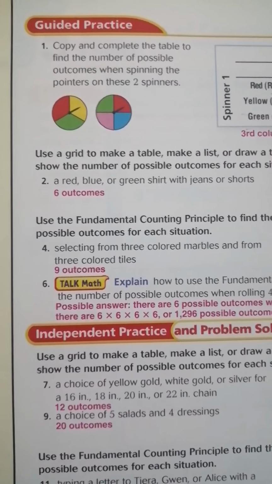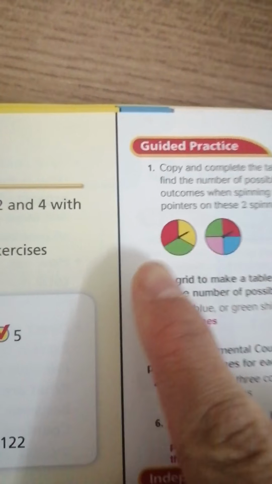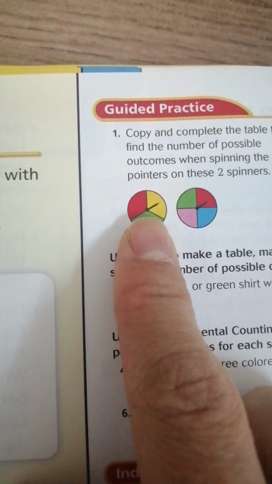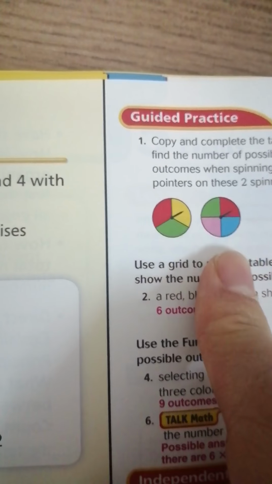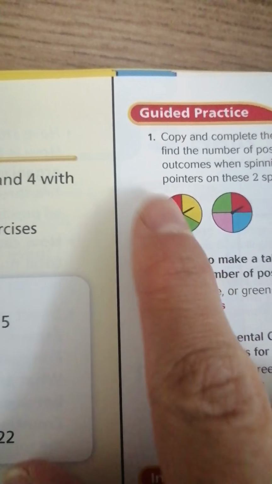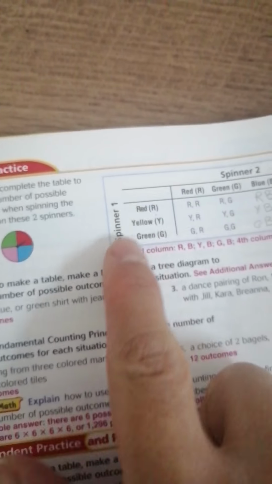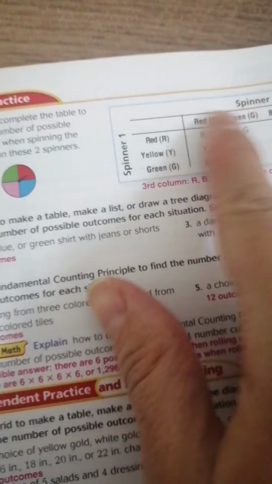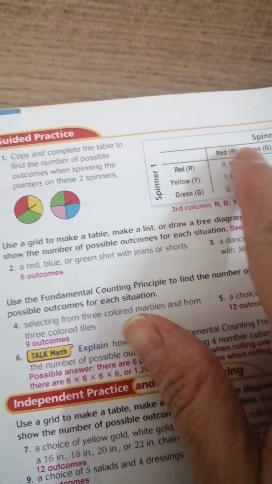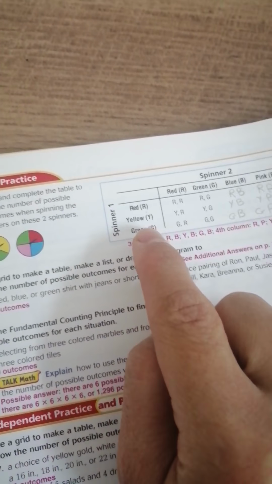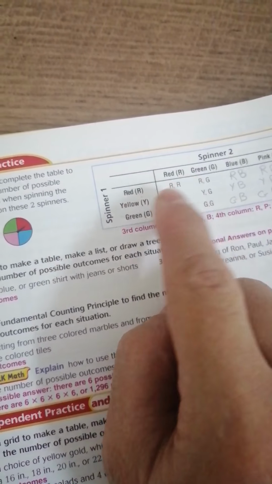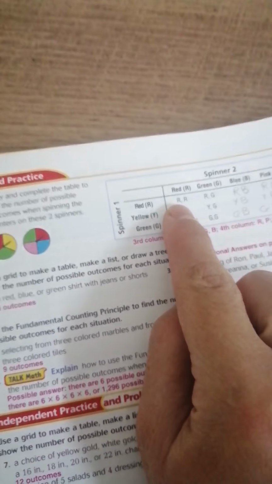We have two spinners, one with three colors and one with four colors. Spinner one: yellow, red, and green. Spinner two: red, green, blue, pink. Here is the answer: make red with red, yellow with red, green with red. Use only short form, just the letter.